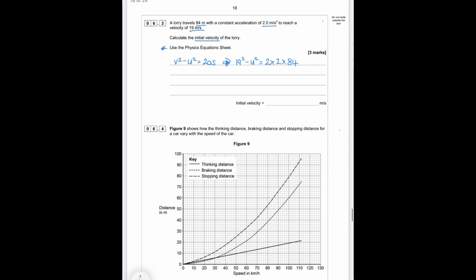Now, what that therefore means is that 19 squared minus u squared equals 336. So if we rearrange that, we could have u squared equals 19 squared minus 336, which means u is going to be the square root of 25. So if I calculate this part out, it ends up being 25. And the square root of 25 is 5 metres per second.